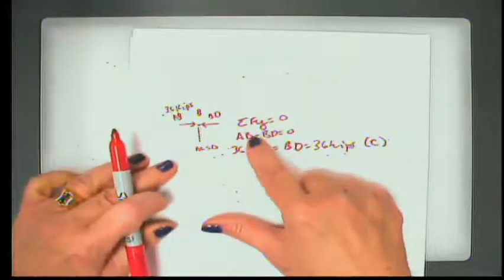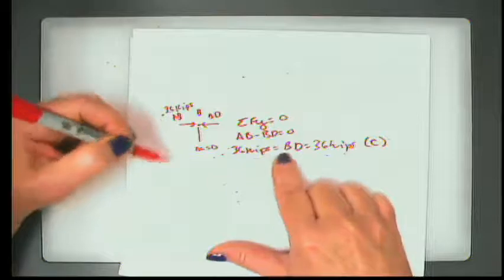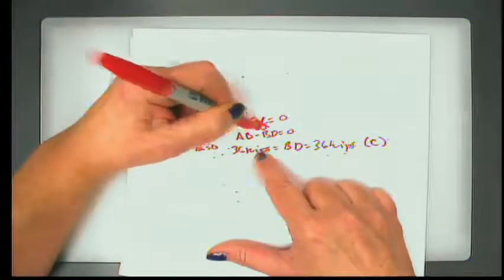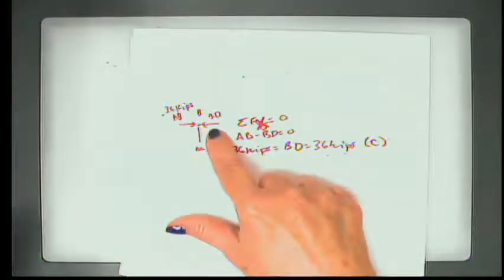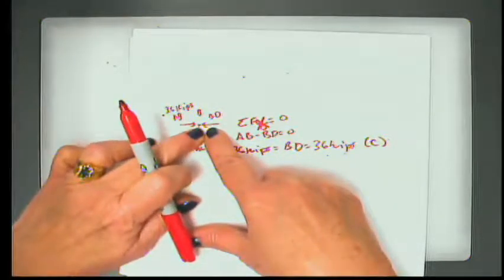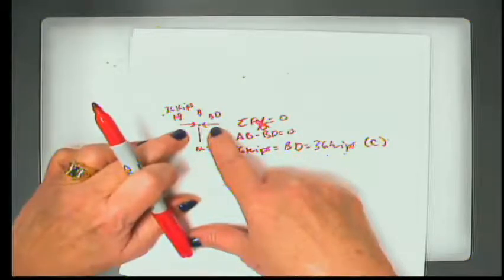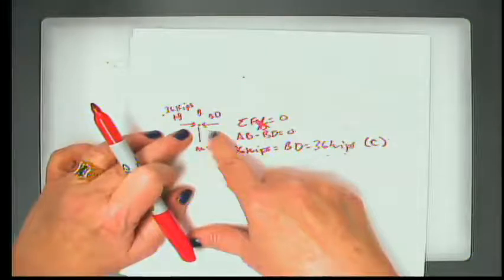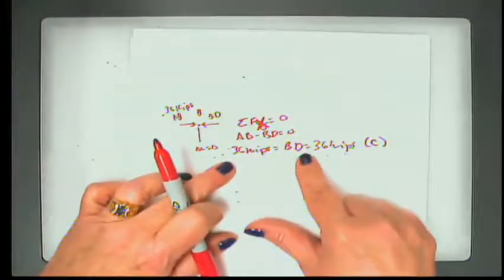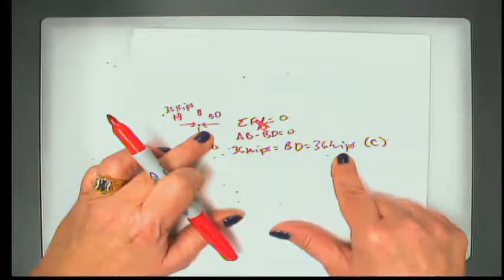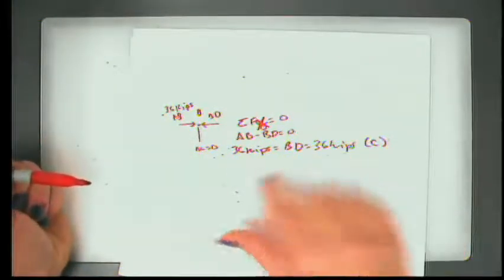When we do a summation of forces in the x direction, the only 2 forces going into joint B are AB and BD. If AB is pushing to the right, BD has to be pushing to the left with the same amount, or 36 kips. That also means that it's pushing on the joint and therefore is in compression again.